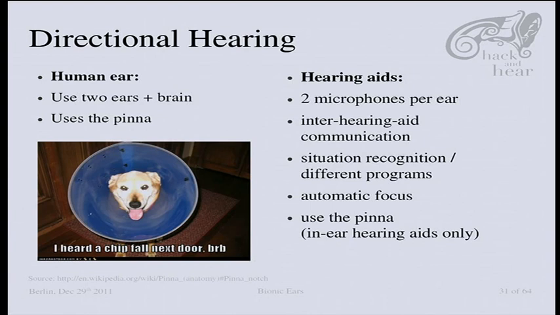And this is why both hearing aids have two microphones. So you have four microphones in total when you have a hearing impairment on both ears. This way they can detect if the sound comes from front or back. And they talk to each other, so they can also detect if the source of the signal is to your right or left. Additionally, they try to recognize the situation and automatically focus on the person that is talking to you, and also to reduce the background noise in general.